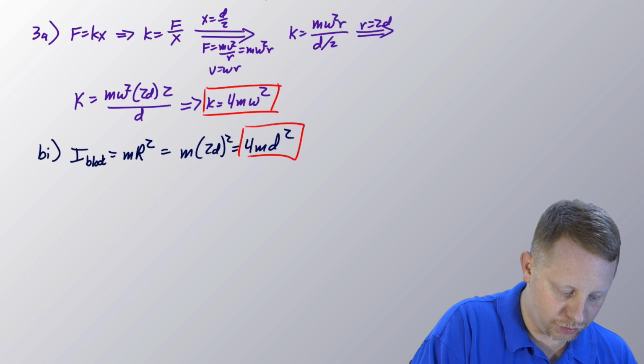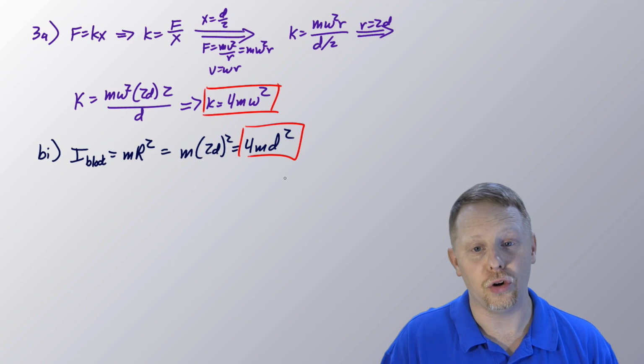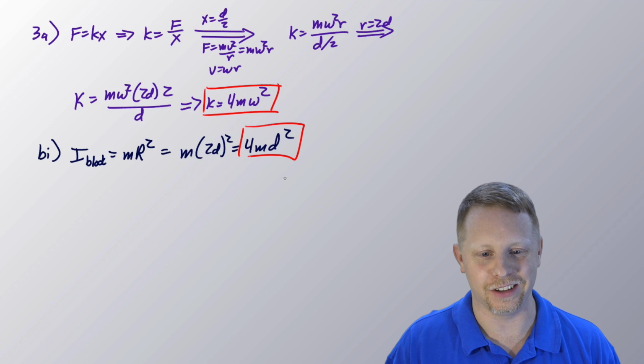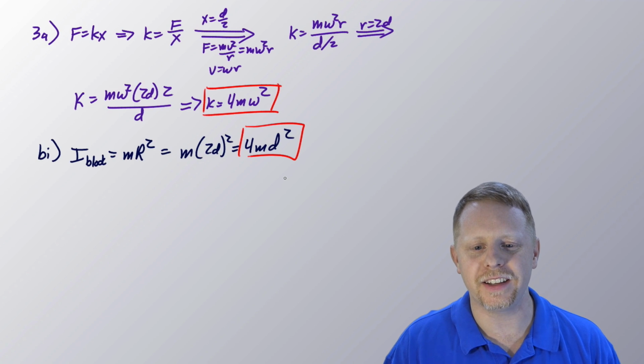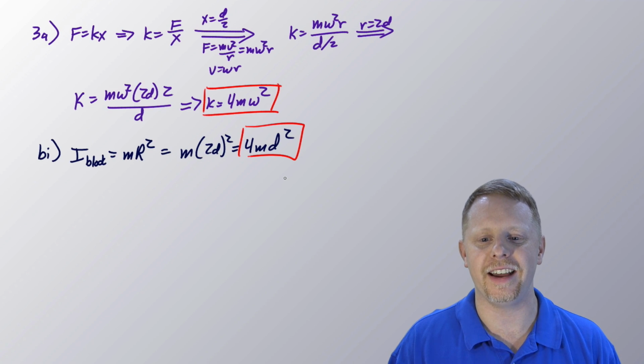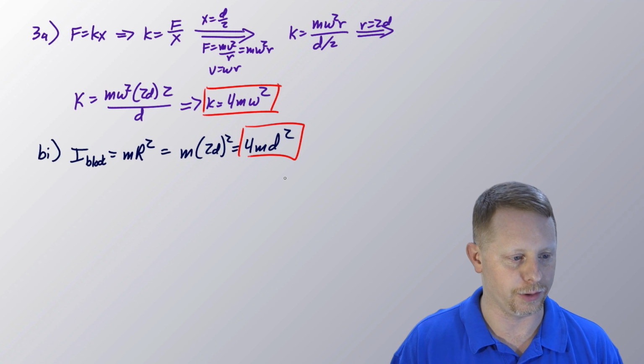Again, just some rotational motion calculations there. Don't worry, we're going to up the level of difficulty in just a minute. B2, find an expression for the rotational inertia of the entire system about the axis of the platform.